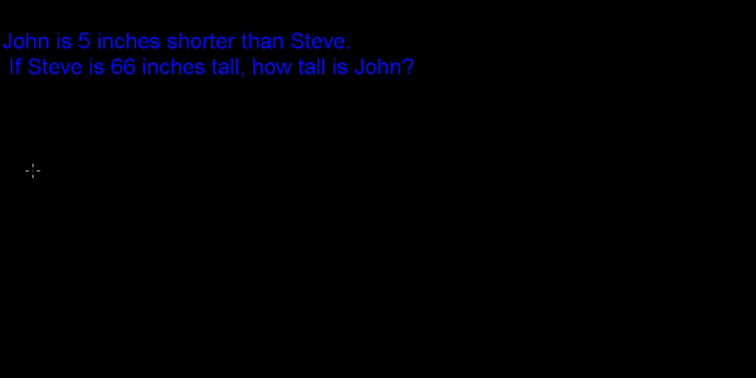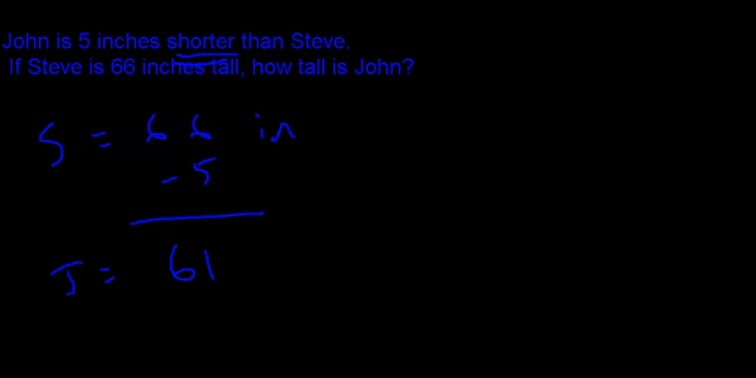Alright, well, if Steve is 66 inches, now this shorter here. If I say something is shorter, wouldn't I just take my 66 inches here and subtract 5 inches? Wouldn't that make him shorter by 5 inches? So, very simple example here. So we get 66 minus 5 is 61. So John is 61 inches tall. All right. So some basic translations.